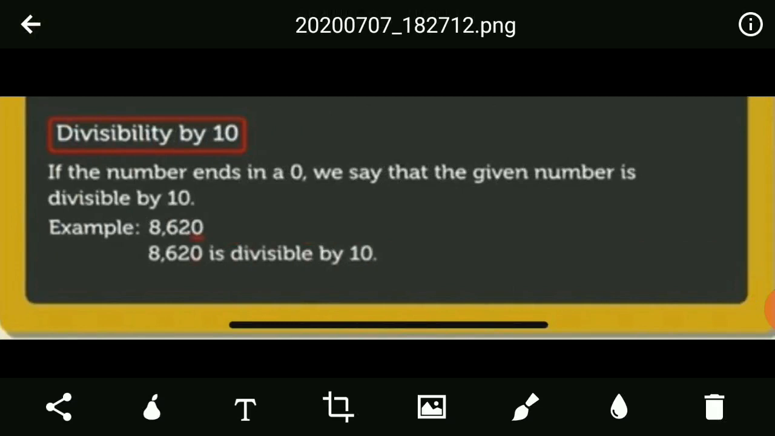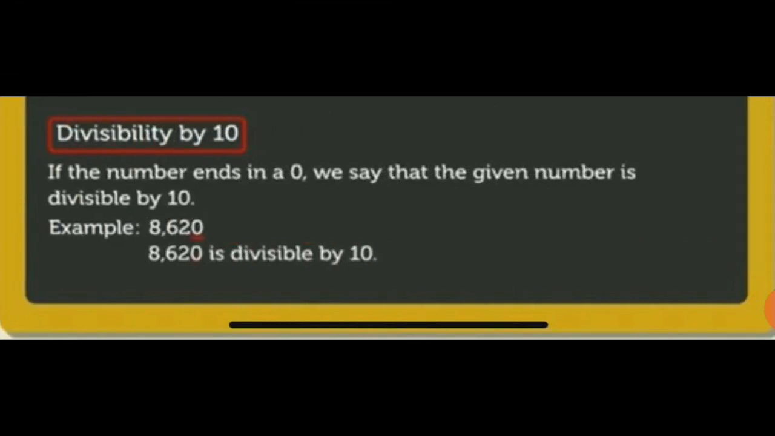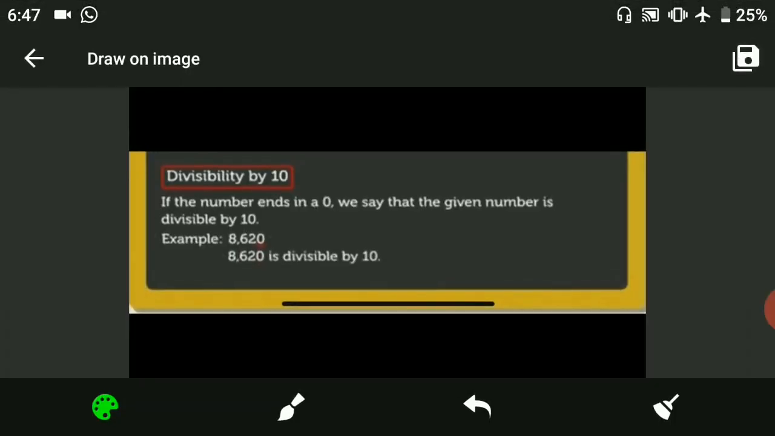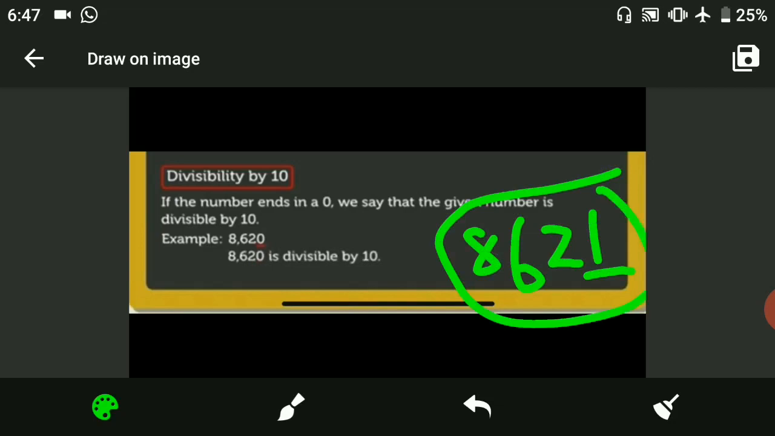Now we will check by 10. Divisibility by 10, it's very easy. You have to see the 0 at the end of a number. Clear? Now see 8620. At the end 0 is given. Clear? So it is divisible by 10. If it is 8621, at the end there is no 0. So this number is not divisible by 10. Clear?